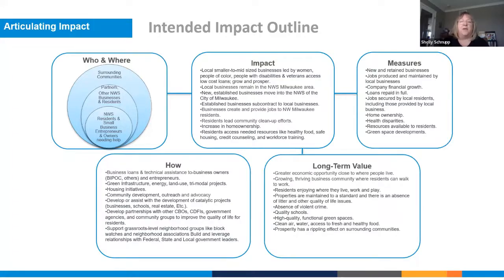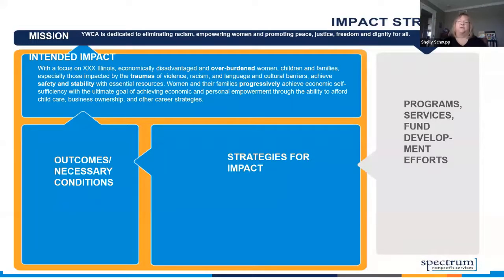You'll see impact, measures, long-term value, and how an organization actually achieves its impact. And an organization can actually pull from the impact questions we looked at a moment ago and fill this outline in, and that will give you good information and the basis for starting this main document, the impact strategy.